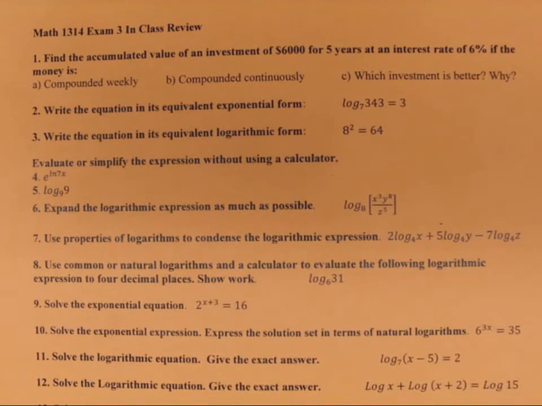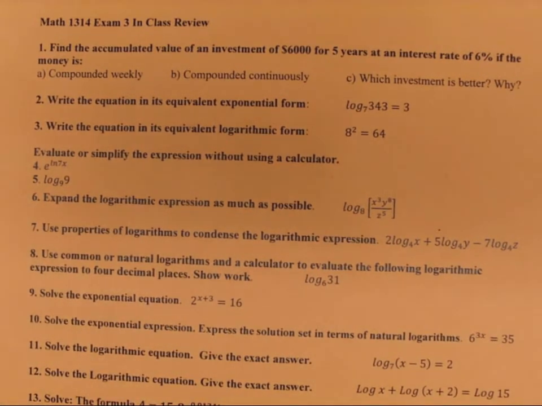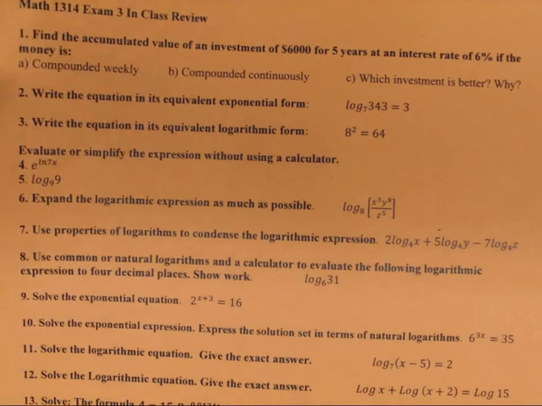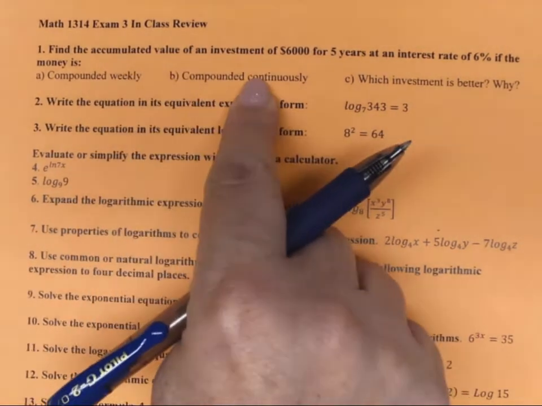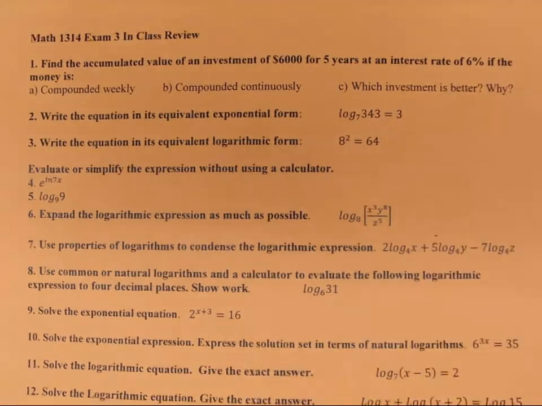All right, so we're going to look at Exam 3 in class review. So this would be the review we do in class. So find the accumulated value of an investment of $6,000 for 5 years at an interest rate of 6% if the money is compounded weekly, continuously, and which investment is better and why.